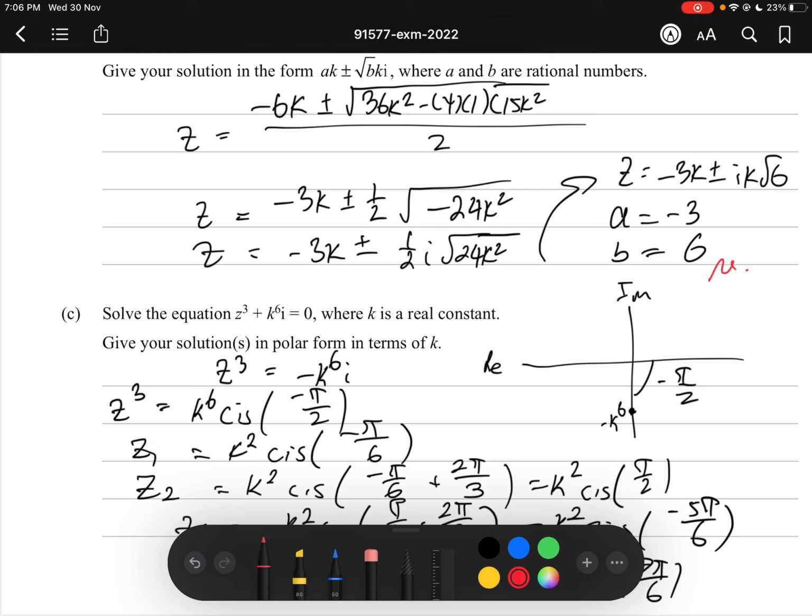That should be a merit level question. Merit level is to find all 3 solutions, and achieved is usually if you can just find one solution, for example the first solution, k squared cis of negative pi over 6. That should be enough for an achieved grade.